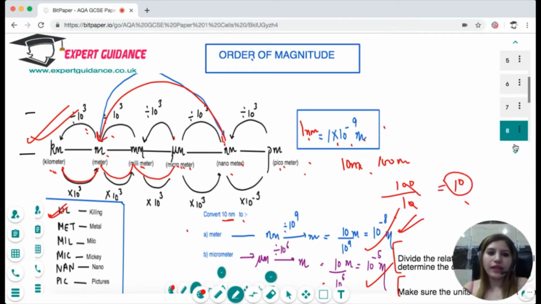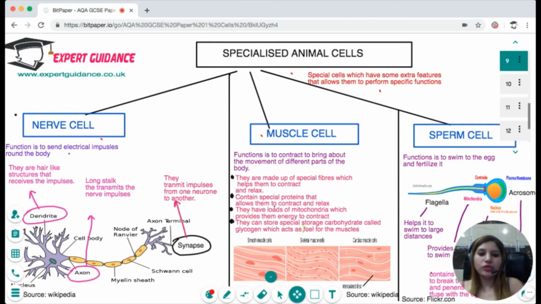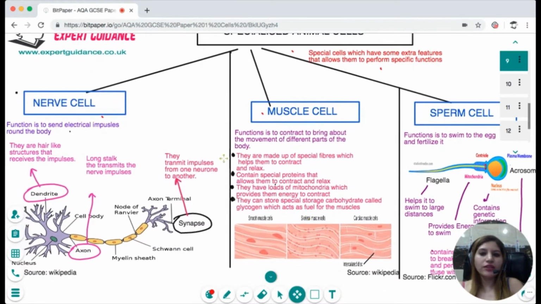Okay. Now, the next thing we need to do is, what are the specialized animal cells? Specialized animal cells are those cells which have some extra features that allow them to perform specific functions. What you need to do for each of these cell types is know what the functions of each cell type are, and depending on the functions, what structural characteristics they have.